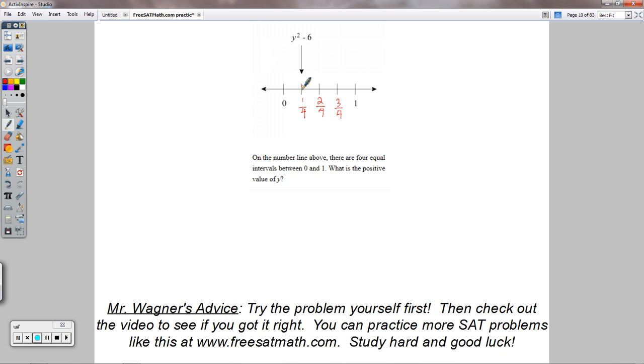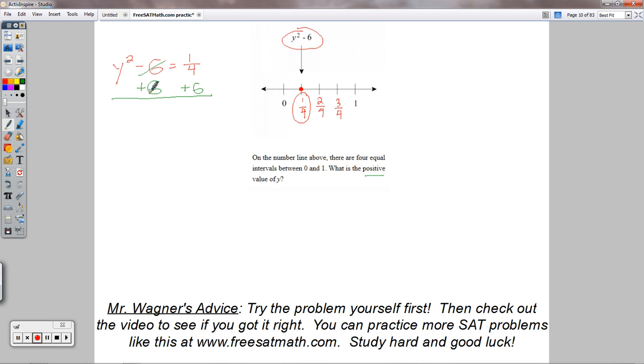So they're pointing at this spot right here on the number line and saying that spot is also the same as y squared minus 6. Therefore, I can say that this equals this. I can say that y squared minus 6 must equal 1/4. And from there, I'm trying to solve for y, trying to figure out what y equals. And what's the positive value, it says. So if there's a negative part to this, I can disregard that part.